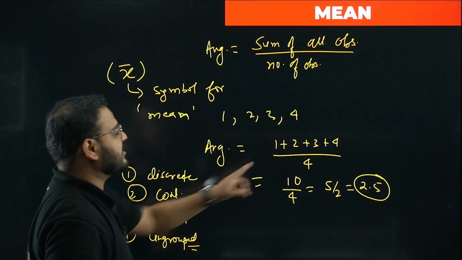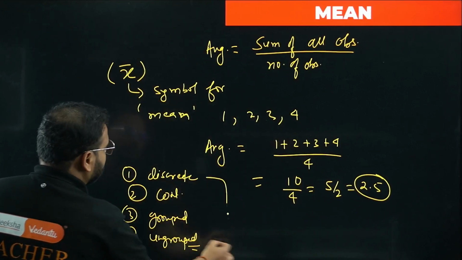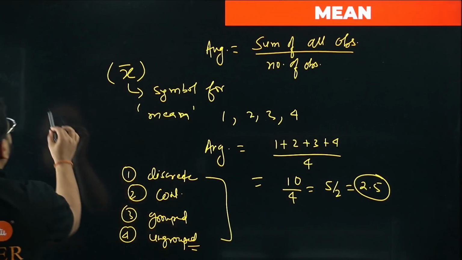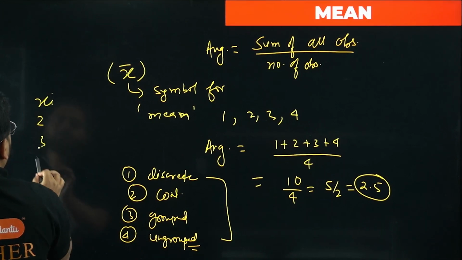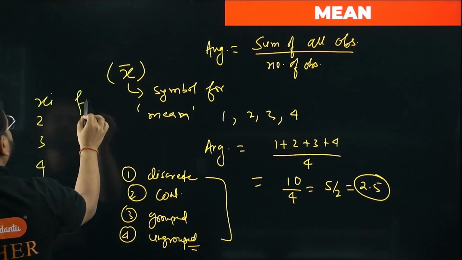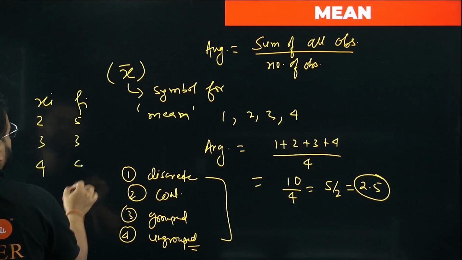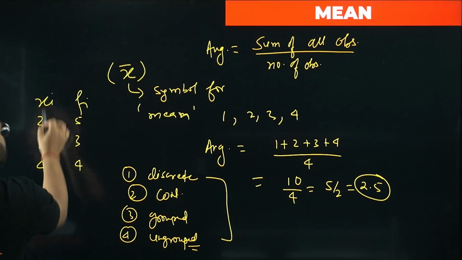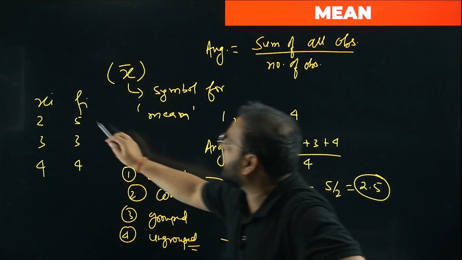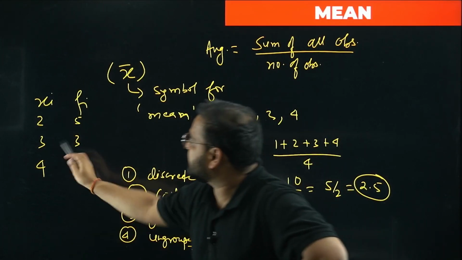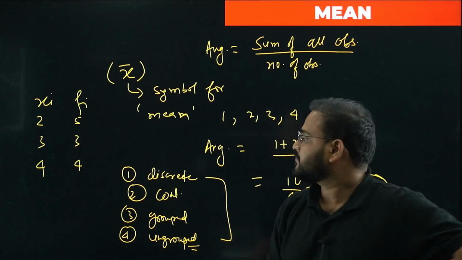For example, this is discrete data, and ungrouped also. What is the difference between discrete and ungrouped? For example, if I had data like this, xi was given like this for ungrouped: 2, 3, 4, and the frequency is given. Let's say this is coming 5 times, this 3 times, and this 4 times. It means each data point is repeated in the data set: 2 is coming 5 times, 3 is coming 3 times, and 4 is coming 4 times. This is the category of ungrouped data. Discrete data means what?